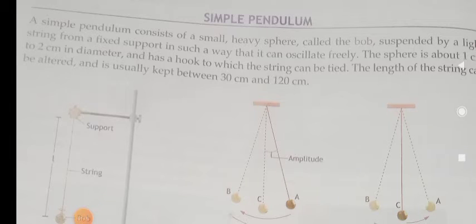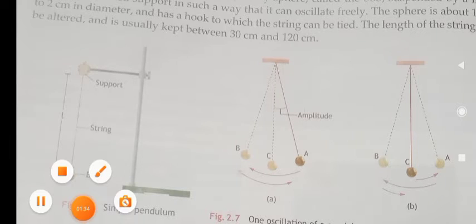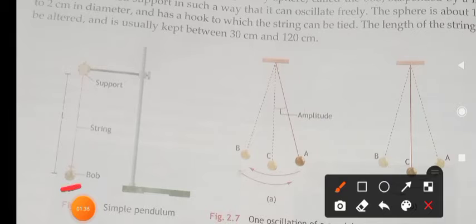A simple pendulum consists of a small heavy sphere suspended by a light string from a fixed support in such a way that it can oscillate freely. Okay, what is a simple pendulum? It consists of a small heavy sphere. This is the sphere. This is the bob, no?